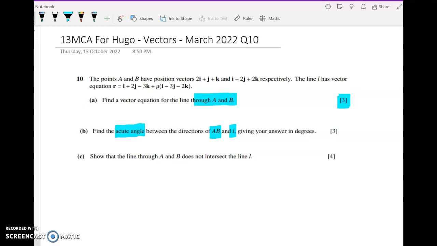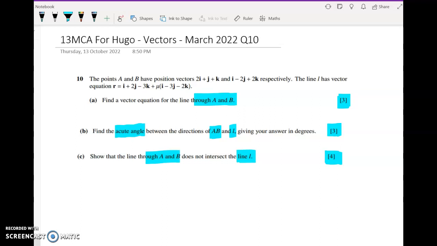And then the last one is our classic: show that the line does not intersect the line through A and B, doesn't intersect the line L that they've given us. So this is simultaneous equations, and as we all know, these can be a little bit painful, but in this case, the algebra is not too bad at all. Okay, so I'm going to go reasonably quickly on this.